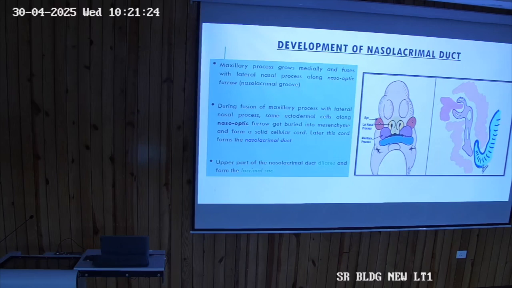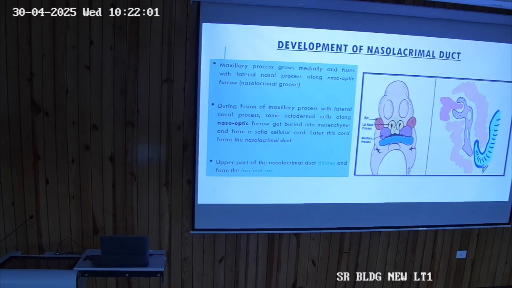Initially, this nasolacrimal duct is solid in nature, in the form of a solid cord, and then canalization of this occurs. What happens if canalization does not take place? We have read this throughout GIT: it is known as atresia. Lumen is not formed, then it is atretic. So if canalization does not take place, then it leads to atresia.